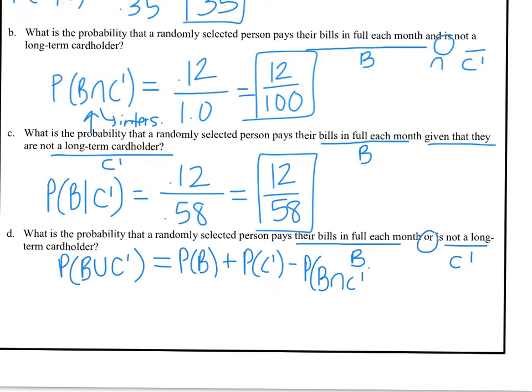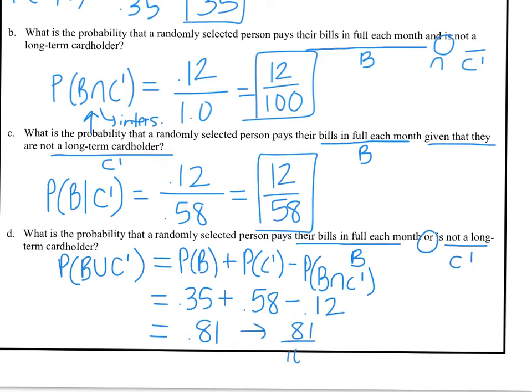So B and C prime. Okay? So when we do this, the probability of B paying their bills in full is 0.35 plus the probability of C prime total, if you look up at the chart, is 0.58 minus their intersection of the two. So where they meet up in the chart is 0.12. Okay? So then when you plug that all into your calculator, you end up with 0.81, which turns into 81 over 100. Okay? All right, flip on over.